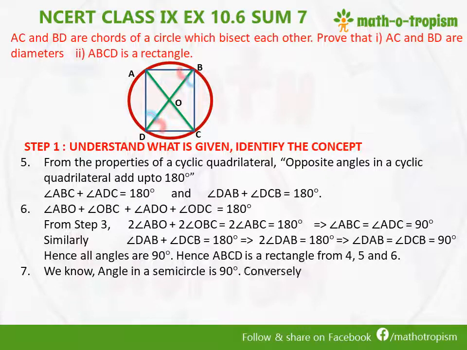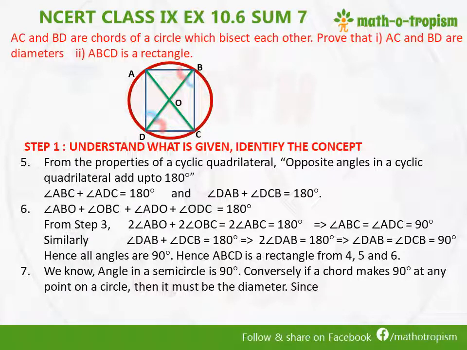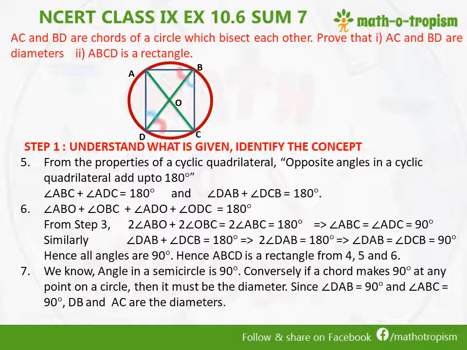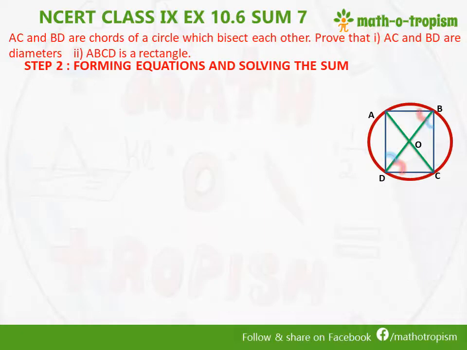Next, already we know that angle in a semicircle is 90 degree. So conversely, if a chord is making 90 degree at any point on the circle, then it must be the diameter. And since angle DAB is 90 degree, it means that DB will be the diameter. And similarly, since angle ABC is 90 degree, it means AC will be the diameter. So thus we have proven.